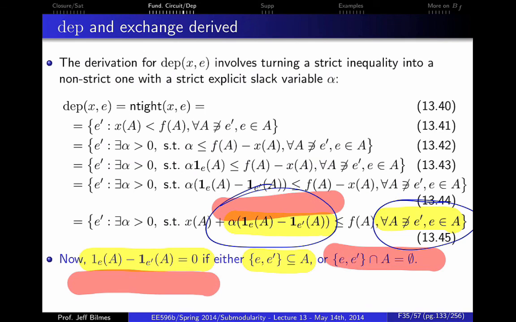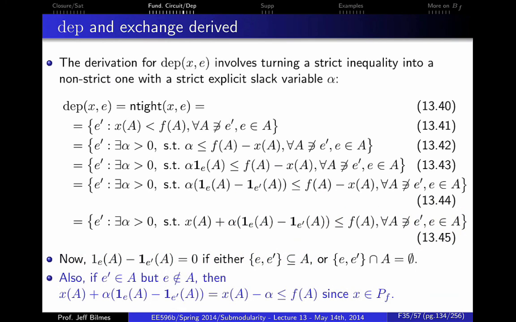The last one we have to worry about is what if E is not in A and E prime is in A. So the last one is, okay, E prime is in A and E is not in A. But in such case, this quantity here, let's outline it in green, becomes just negative alpha. And since x is already in F, that means that x of A is less than or equal to f of A, so if we subtract off alpha, we're still in A.